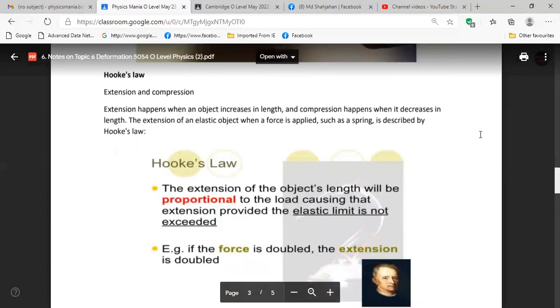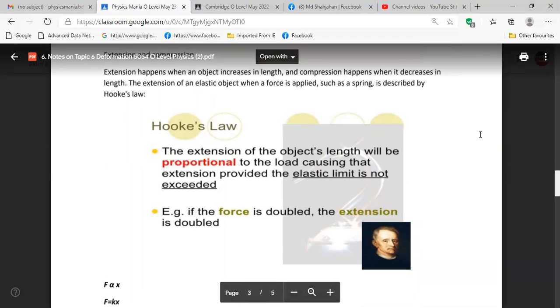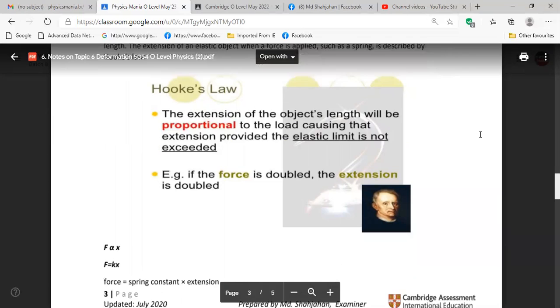Okay. Now Hooke's law. Extension and compression. Extension happens when an object increases in length. The compression happens when it decreases in length. The extension of an elastic object when force is applied, such as a spring, is described by Hooke's law. The extension of the object's length will be proportional to the load causing that extension, provided the elastic limit is not exceeded. For example, if the force is doubled, the extension is doubled.